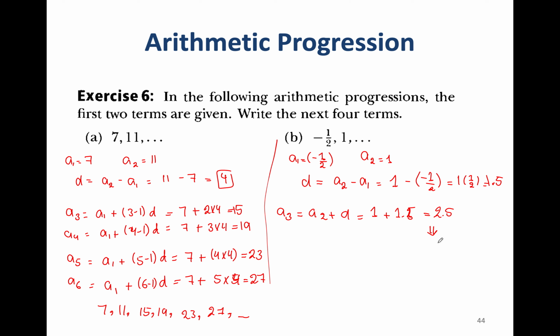A3 plus 1.5 is 4, this is A4, then A5 and A6. So A4 plus 1.5 is equal to 5.5, and 5.5 plus 1.5 is equal to 7. So the sequence after finding the next 4 terms is minus 1 over 2, 1, 2.5, 4, 5.5, and 7, and so on.